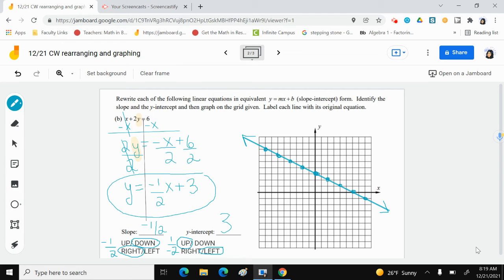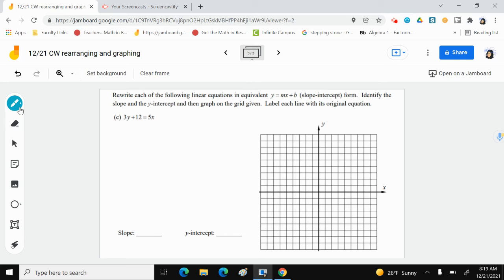Let's look at one more example. Again, same deal, trying to get y alone. Let's draw our line separating the two sides of our equation. Let's highlight our variable.